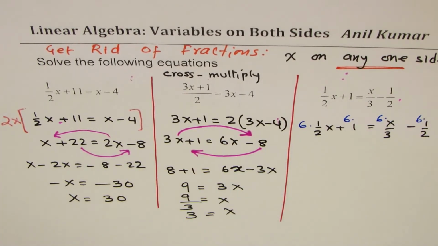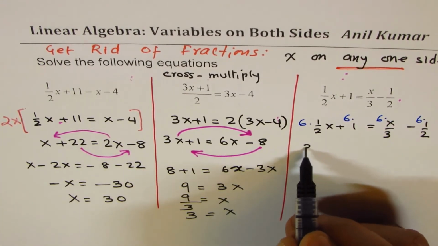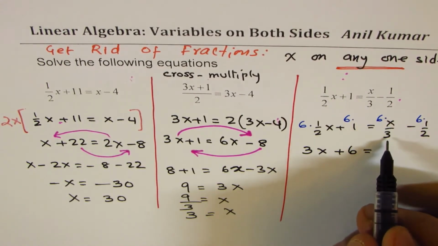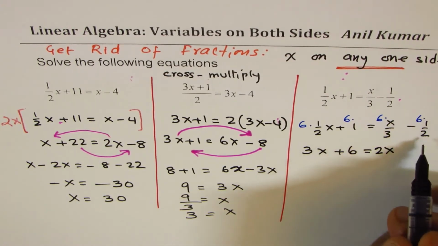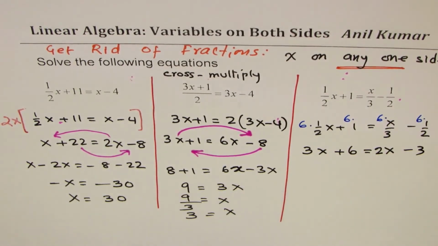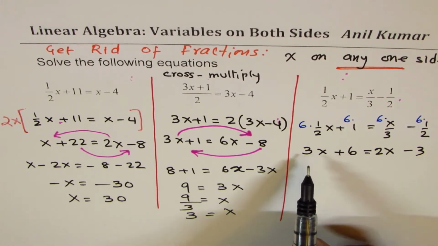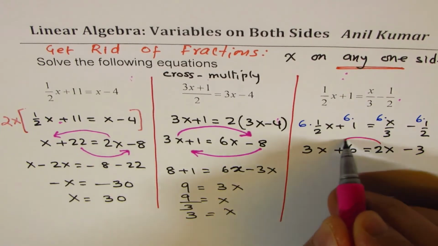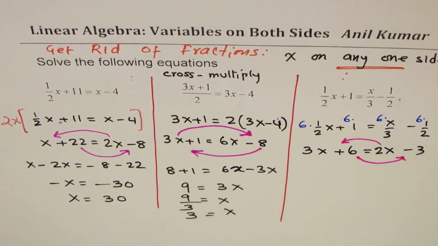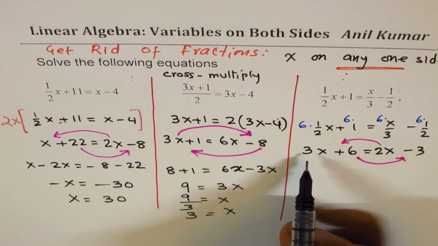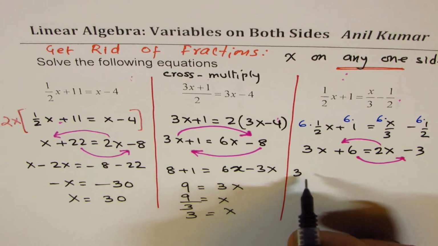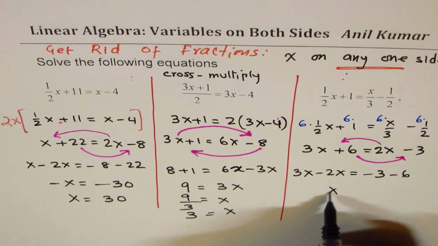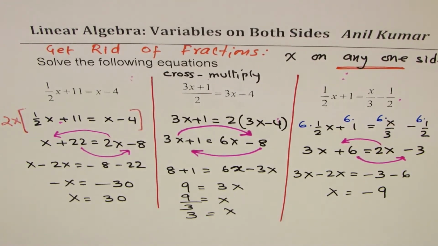When you do this, you get 6 divided by 2 is 3, so you get 3x. 6 times 1 is 6. And here you get 6 divided by 3 as 2, so you get 2x. 6 divided by 2 as 3. Correct? Now decide which number is bigger. The x term is bigger here, so we'll bring 2x to this side and take away 6. Perfect. We did it because the x coefficient is higher here. So we do 3x minus 2x equals minus 3 minus 6, which is x equals minus 9. So that becomes our answer.